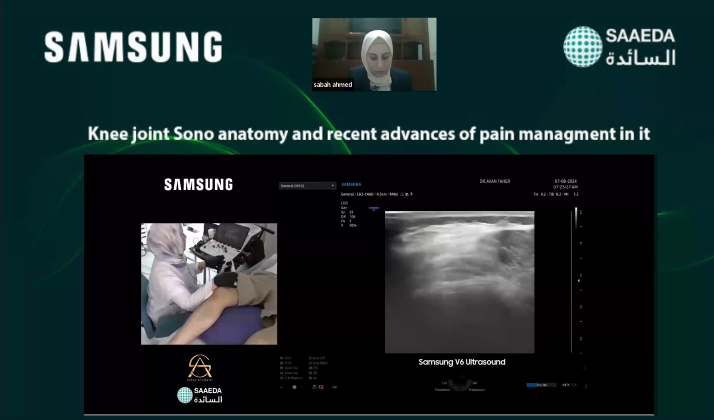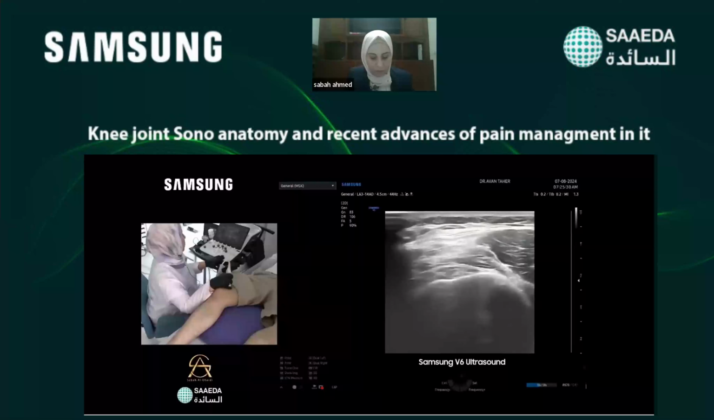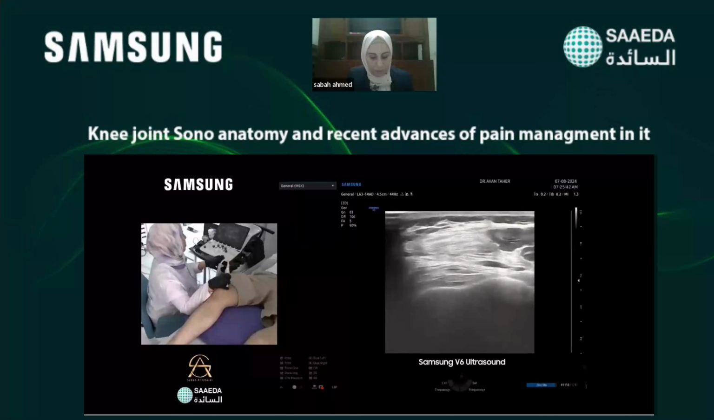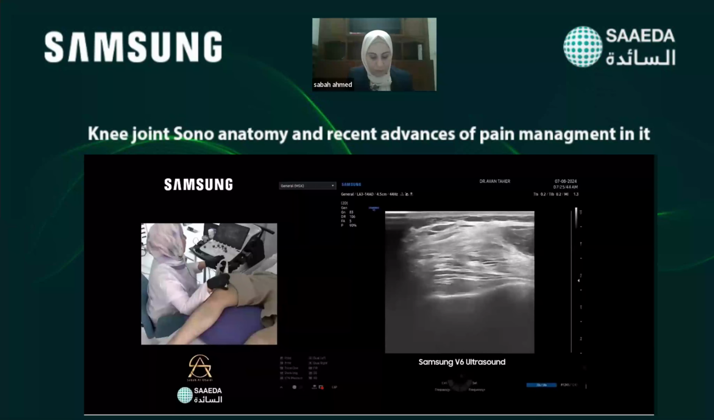So continue from above, downward, downward. You see vastus medialis, till now it is muscular, not tendinous. But the vastus intermedius becomes tendinous, vastus lateralis starts to become tendinous. Continue downward, downward, until it will become tendinous.